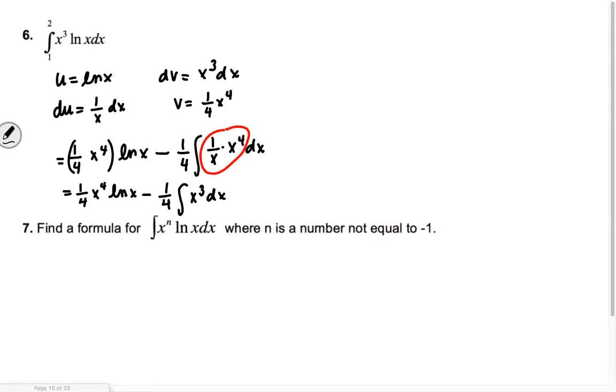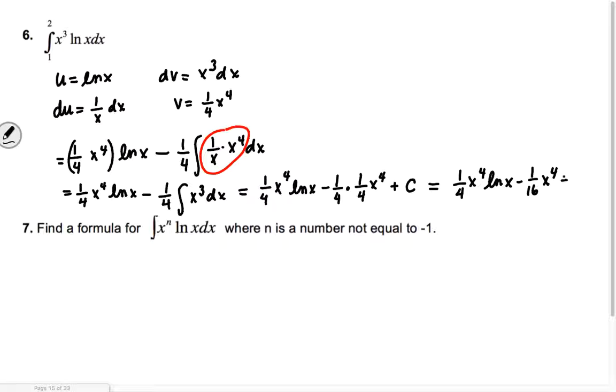1/4 x to the fourth. Do you see how we have a second 1/4? 1/4 times 1/4. Do you guys see that? Okay. So we're going to get 1/4 x to the fourth natural log of x minus 1/4 times the integral, which is 1/4 x to the fourth, plus C. You could pull out some common factors, like a 1/4 x to the fourth, or you can just combine those 1/4s. So I have 1/4 x to the fourth natural log of x minus 1/16 x to the fourth plus C. That's probably how I would write it.